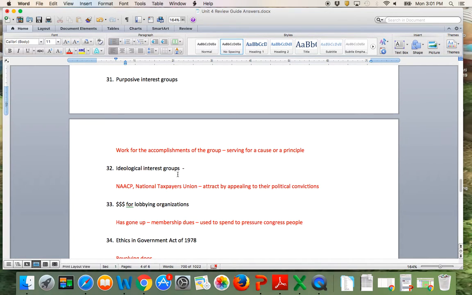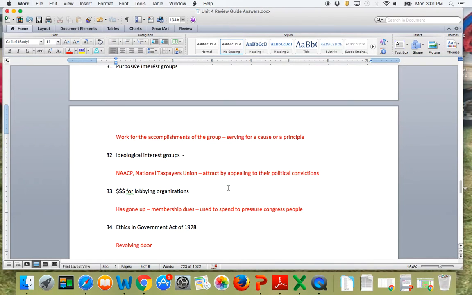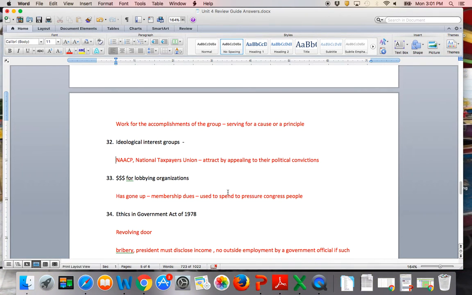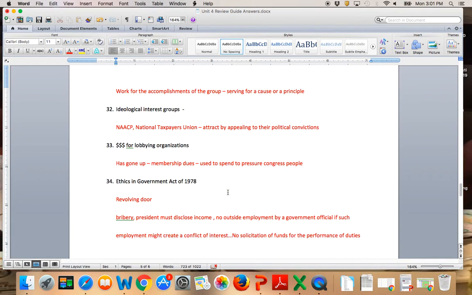That's why you join. Again, those ideological groups are kind of like political parties, but an ideological interest group would be the NAACP, maybe a taxpayers union. You're attracted by appealing to their political convictions. Money for lobbying has gone way up. They collect dues, and those dues are used to pressure people in Congress to change or promote different laws. Also, they will be used to give money for campaigns.